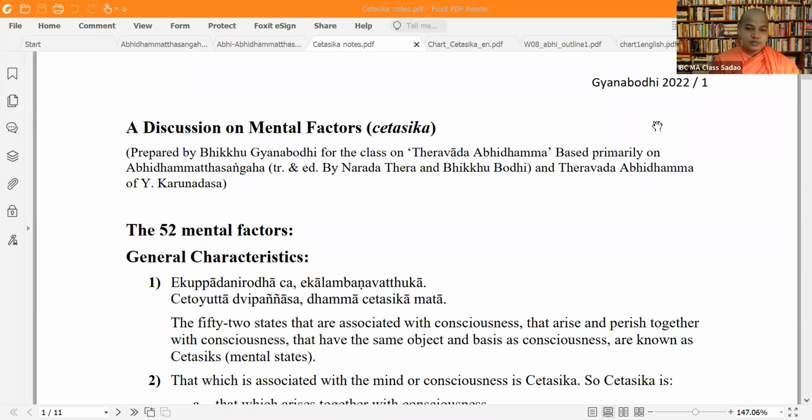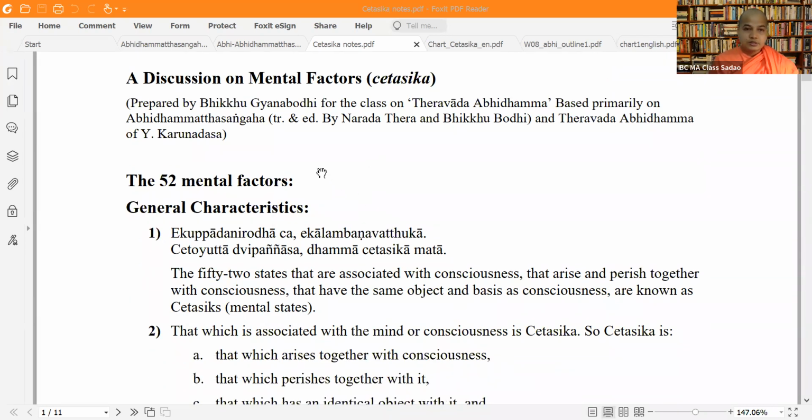So I'm just focusing on this main text. We will go through the text. Here I have collected the Pali text and the translation together so that it is easier to look at and understand. There are basically 52 mental factors. Chaitasika is translated in English as mental factors or sometimes mental concomitants, right? The characteristic of Chaitasikas is that these mental factors arise together with the Chitta.